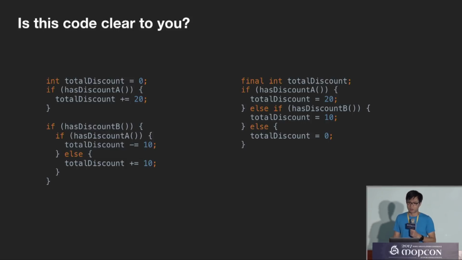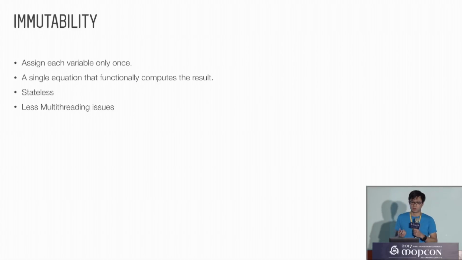You want to have as many immutable variables as possible. Use final as much as possible, because a final variable has a good property: it's only assigned once. When it's only assigned once, it's really easy to know its value at any point during the execution. Also, you want to express something with a single equation that functionally computes the result, so it's easy to know what the value is, because it's stateless.